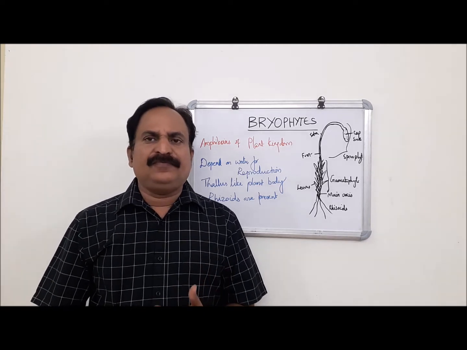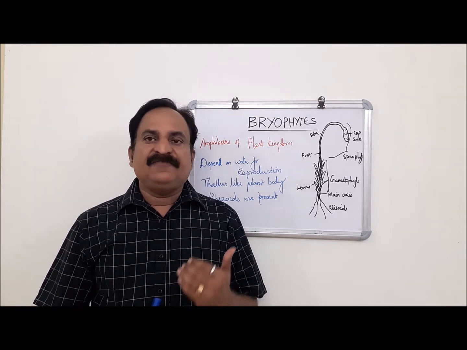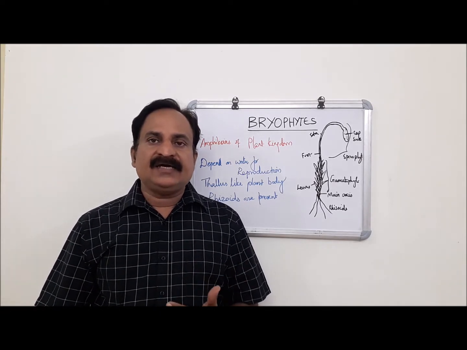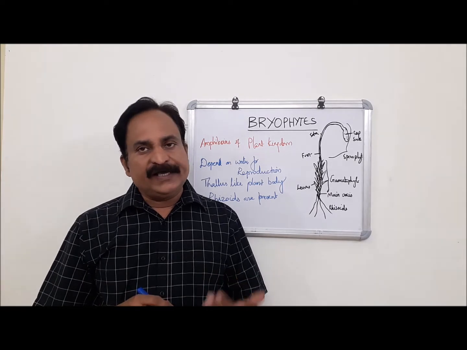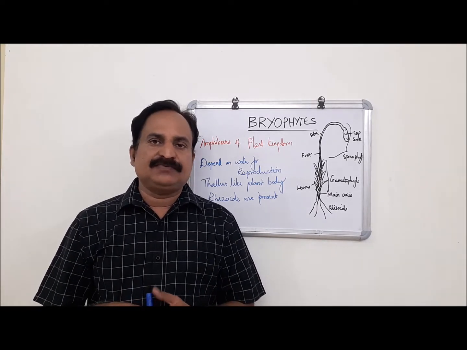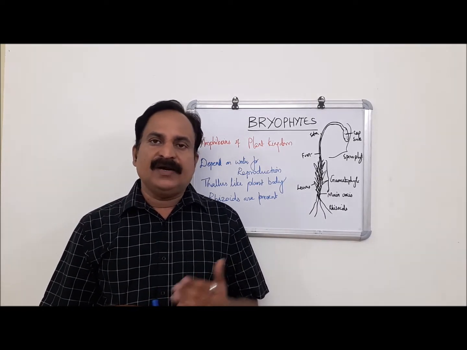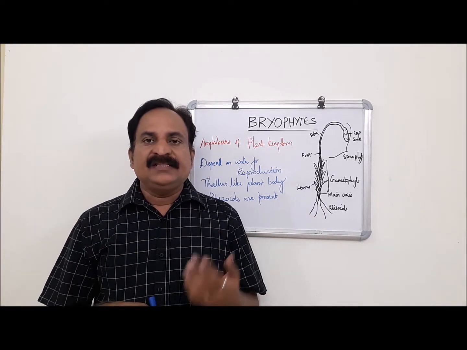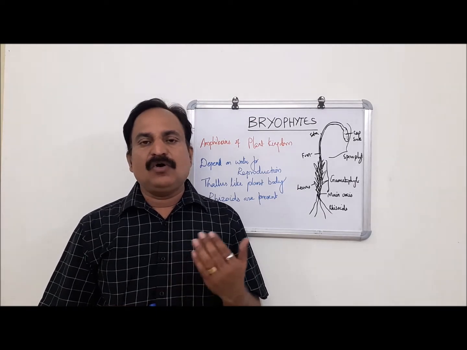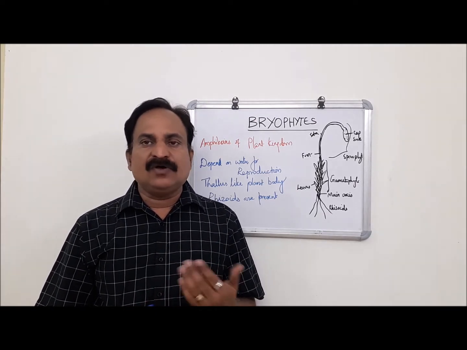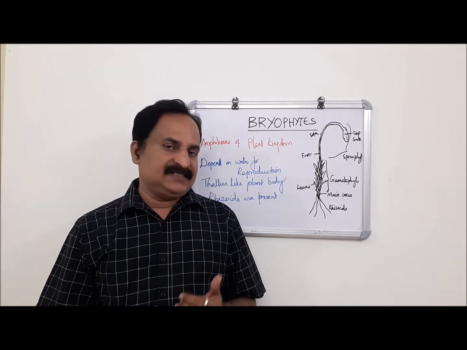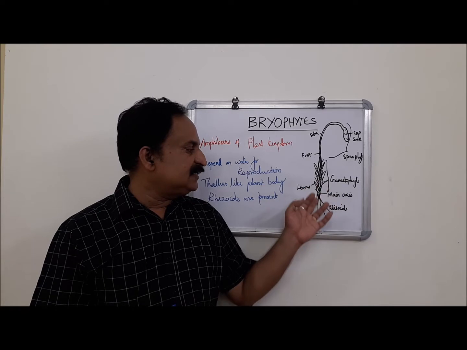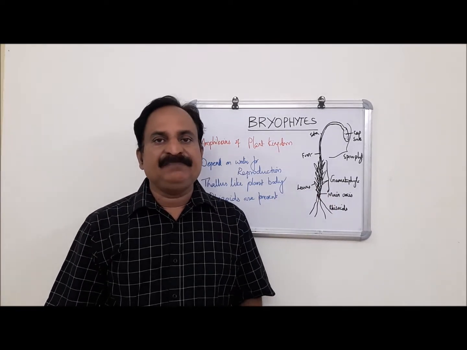The plant body of bryophytes is more differentiated than that of algae. It is thallus-like, prostrate or erect, and attached to the substratum by unicellular or multicellular rhizoids. Rhizoids are the root-like structures. They lack true roots, stem or leaves. They may possess root-like, leaf-like or stem-like structures. See, root-like, leaf-like and stem-like. The main axis is the stem-like structure.